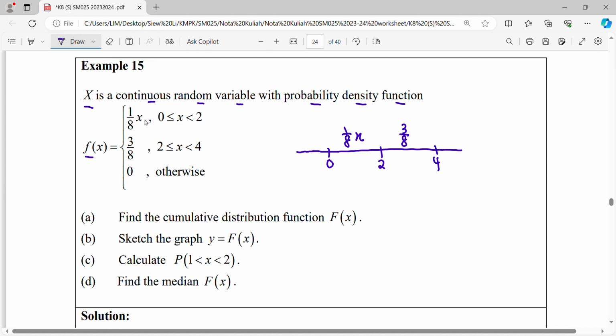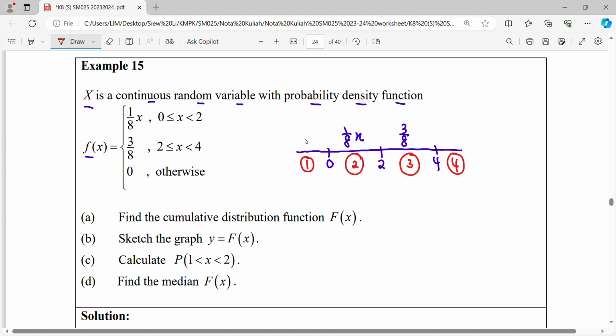So this is your graph, and the area under the graph is your probability. For the first part, you're going to find the cumulative distribution function, which means you need to accumulate your probability. You will start accumulating from the first interval, which is before 0. That will be your first step. Then you accumulate the second interval, then the third interval, lastly the fourth interval. So you have 4 steps here.